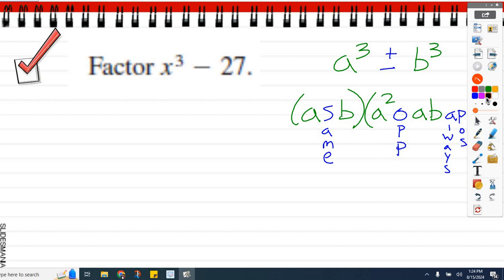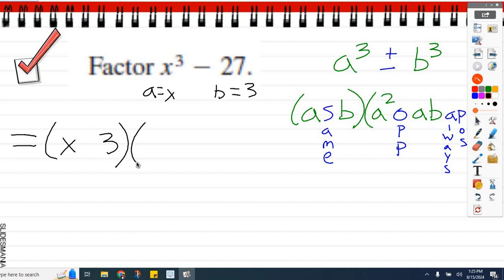So what is our A value for the problem that we have? X to the third. So what's the A value? X. Okay, what's our B value? 3. Are we all okay with how we found those? Yes. Just by taking the cube root of both of those. So, using our formula, I have A, which is x, B, which is 3. A squared is x squared. Then AB, x times 3, gives us 3x. And B squared, 3 squared, gives us 9.